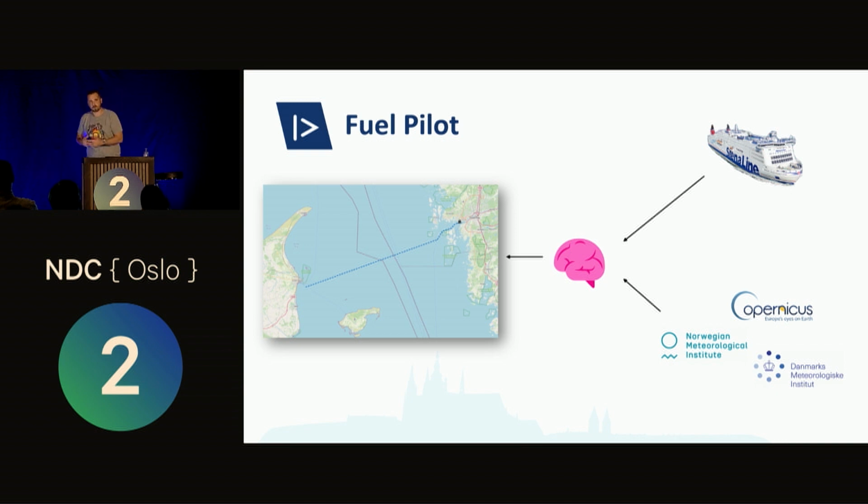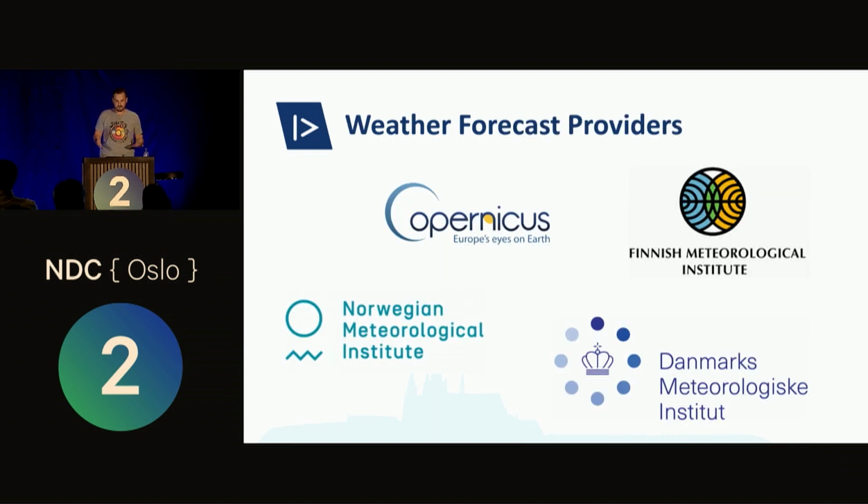This is not a new concept. It has been done on the sea for ages, that sailors try to use the weather for their own good. This is actually something with AI on board. And when I said weather data, to be fully functional, the Fuel Pilot really needs forecast data. Those data are gathered from forecast providers. We start with four of those: Copernicus, the Finnish Meteorological Institute, the Norwegian one, and the Danish one.